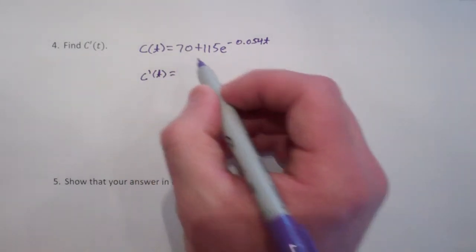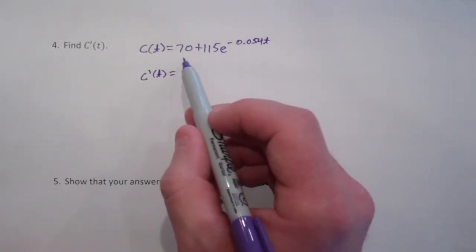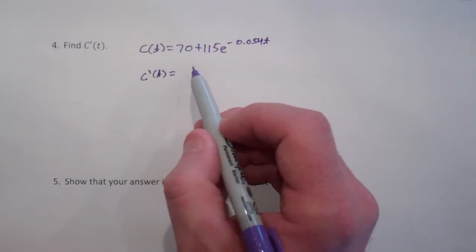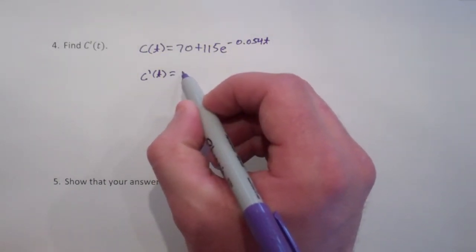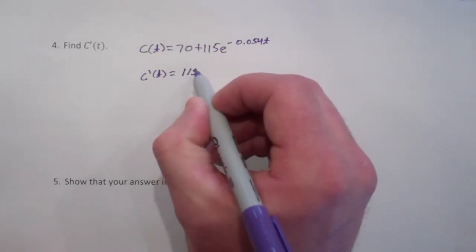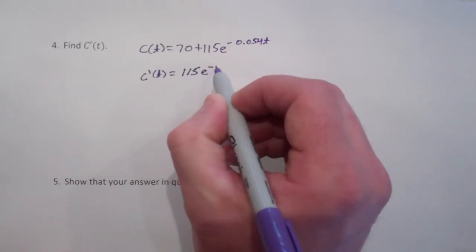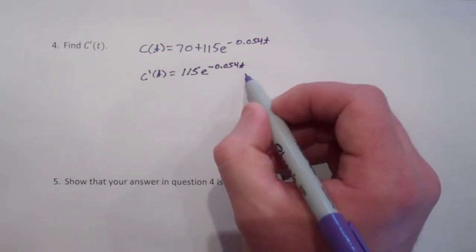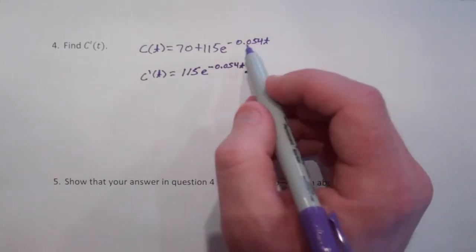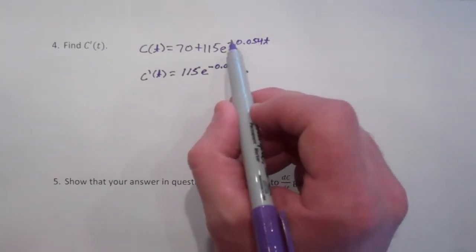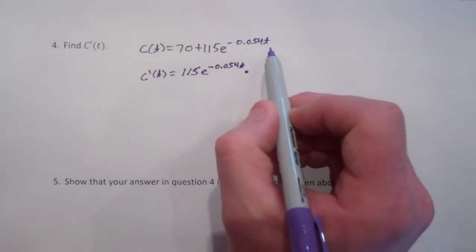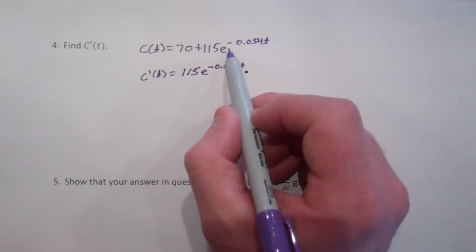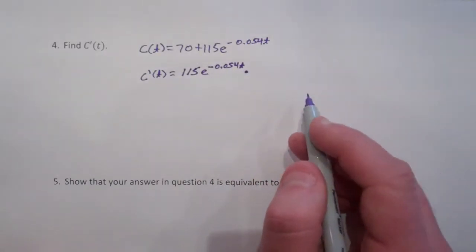Looking at our first term, the derivative of 70 is 0, so you won't see that in the derivative. And then here we have 115, and then e to the negative 0.054 t power, and we have to use the chain rule here. We have to see that this expression, negative 0.054 t, is in the exponent position, or inside of the e function.